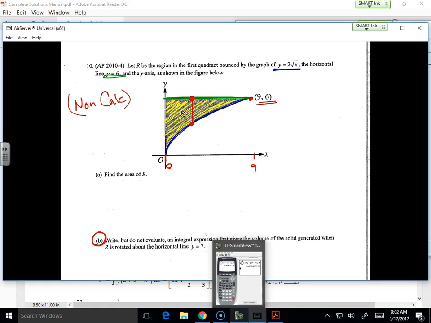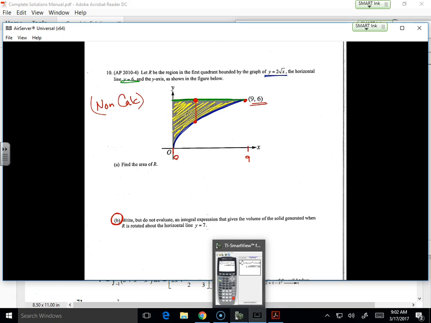What is letter B having us do with this region? Write but not evaluate, the volume of the solid generated, when R is rotated around who or what? 7? What? Yeah, that's above. That's right, that's above. Draw the line y equals 7.